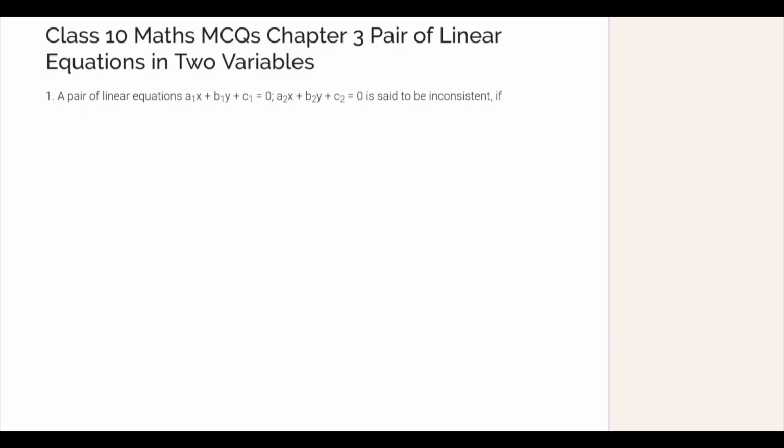Chapter 3, pair of linear equations in two variables. So we'll jump on the first question. A pair of linear equations a1x plus b1y plus c1 equals 0 and a2x plus b2y plus c2 equals 0 is said to be inconsistent. Inconsistent is something which is not consistent. There is no consistency.